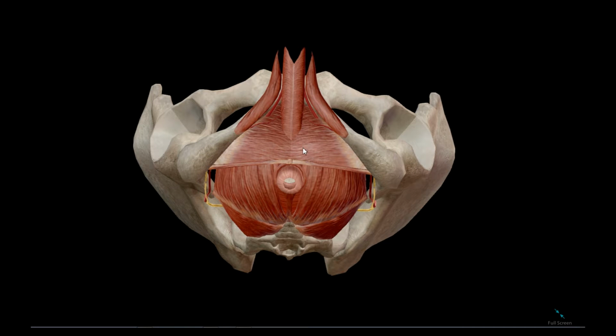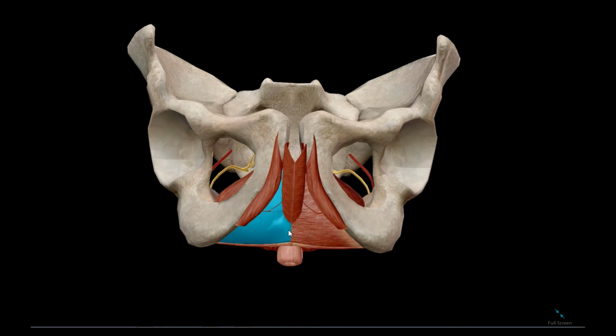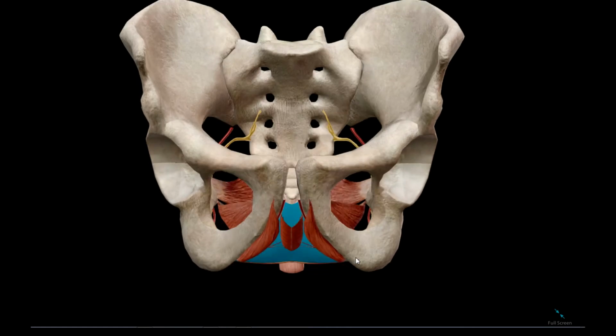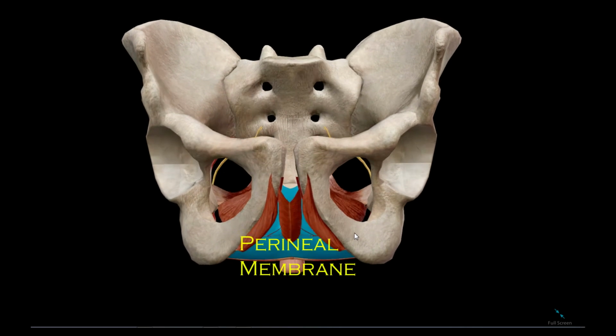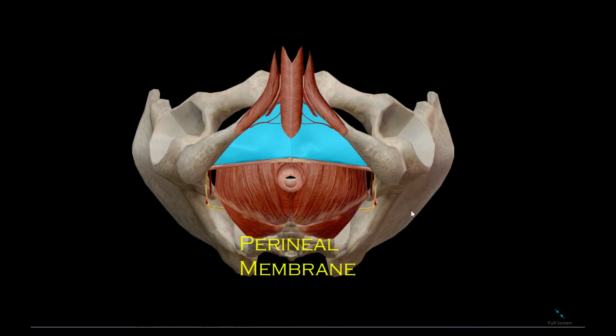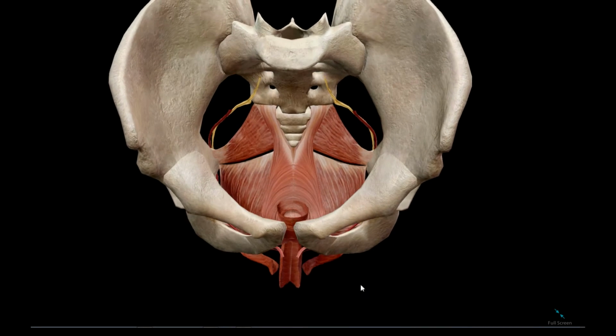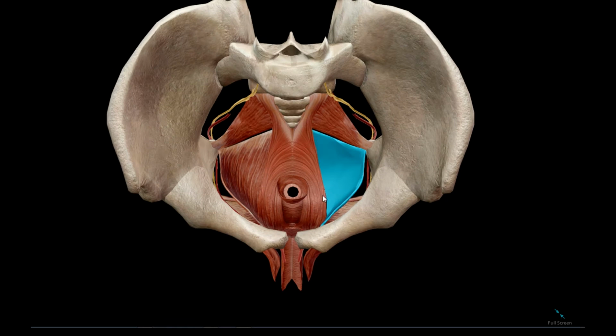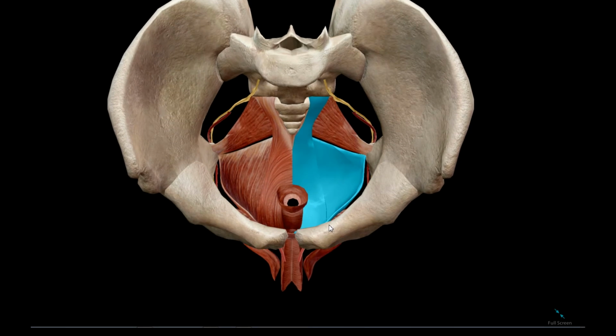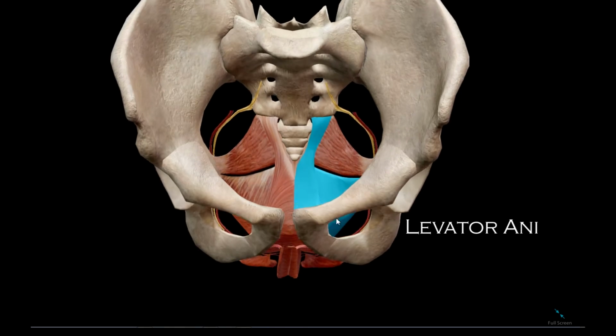The membrane, which is the inferior fascia of this muscle, is called the perineal membrane. The connection of all of these perineal muscles in this region is the perineal body. The muscles that make up the pelvic floor, the three muscles here, are called the levator ani muscles.